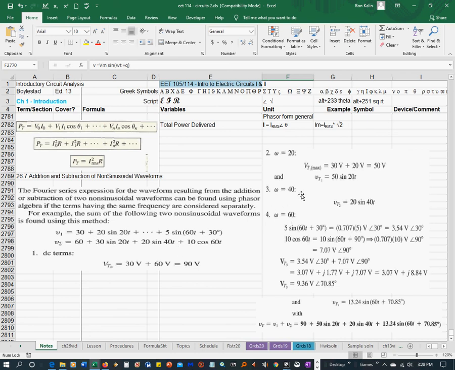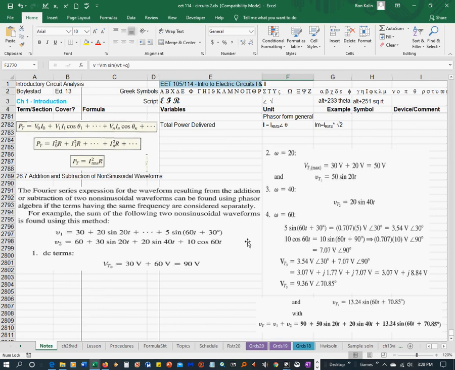For omega equal to 40, I don't know why they put those three dots there, but there's nothing there. Usually that means a continuation, but for V2, there's 20 sine 40t, so that's all it is. The total voltage is 20 sine 40t, and step 4 is omega equal to 60, which is the last two terms. Now, they put in a little sneaky trick here. This is a cosine, so you can't just add these two together. You have to convert that cosine to a sine and then add them together.